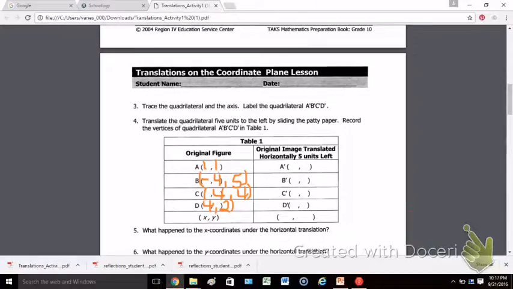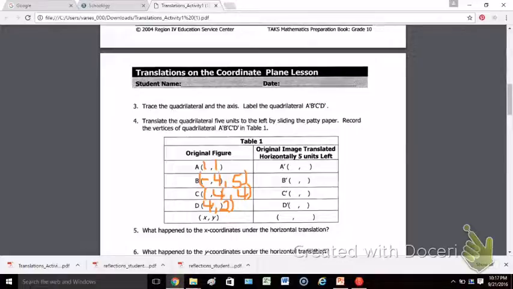Alright, so we have our points listed in our chart. And then it says that we're going to trace this quadrilateral on a piece of patty paper or parchment paper. We're going to label those new points on that tracing paper, A prime, B prime, C prime, and D prime, because we're going to move it. And they would like for us to translate the quadrilateral 5 units to the left by sliding the patty paper. So please go ahead and do that from the original.